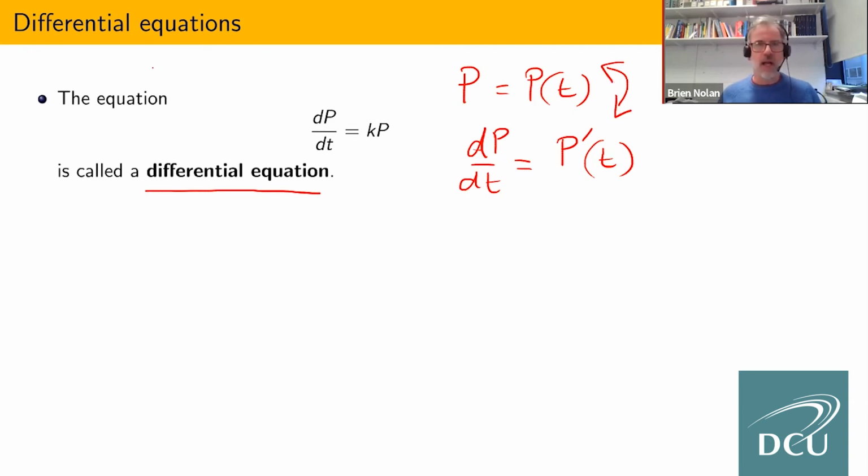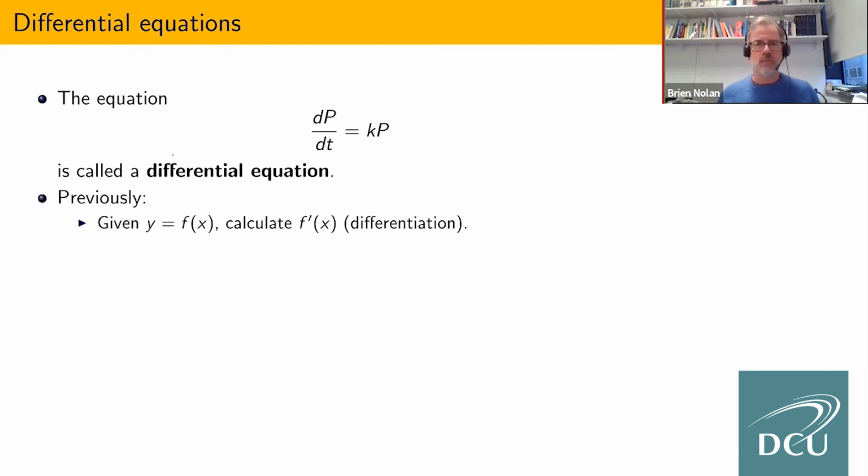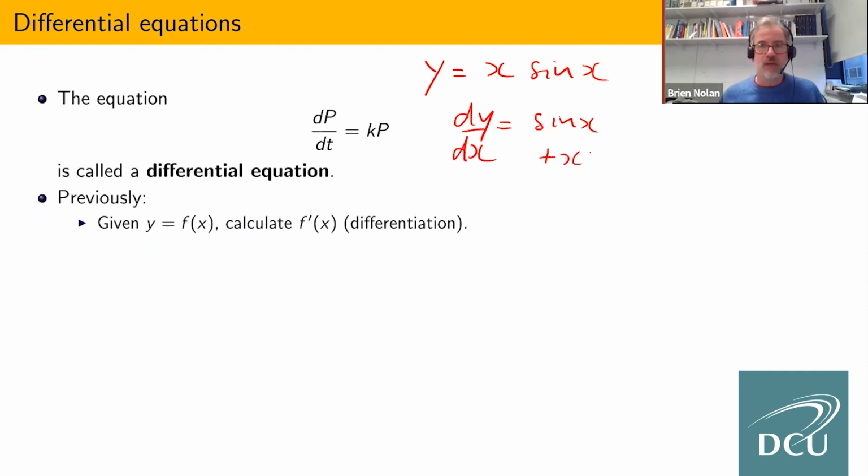And this is a new sort of beast for us to deal with. So I'll just say a couple of words about that. Why is this new? Well, previously, nearly everything that we've done so far with differentiation and in calculus, we started with a given function. So you were given a function, maybe y is x times sine of x, and we might have some problem where we need to calculate dy/dx, which would be sine x plus x times cos x in this instance.